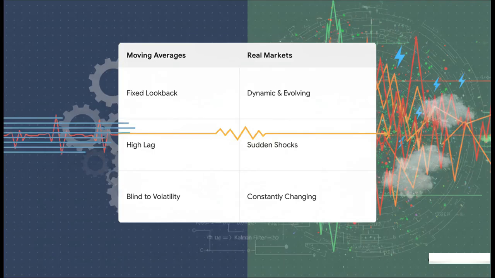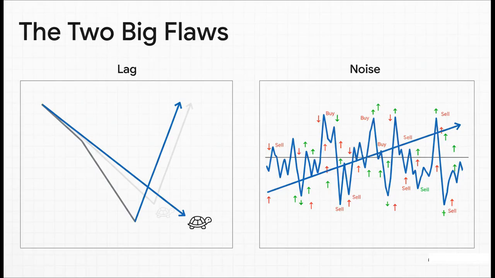It's basically blind to what's happening right now. And this is where the problem really comes into focus. On one side, you've got this rigid, slow, fixed tool. And on the other, you have the real market, dynamic, chaotic, and always changing. It's a total mismatch, and that's where traders get into trouble. So it really all boils down to two massive flaws. First, lag. The indicator is always looking in the rearview mirror, so by the time it flashes a buy signal, the best part of the move could be long gone. And second, noise. In choppy markets, it gets you in and out, giving you a ton of false signals. But in a quiet market, it's too slow to notice when a new trend is just starting to wake up.